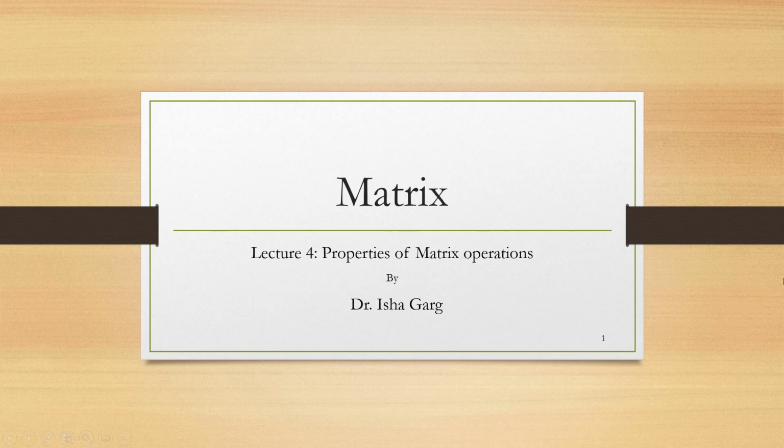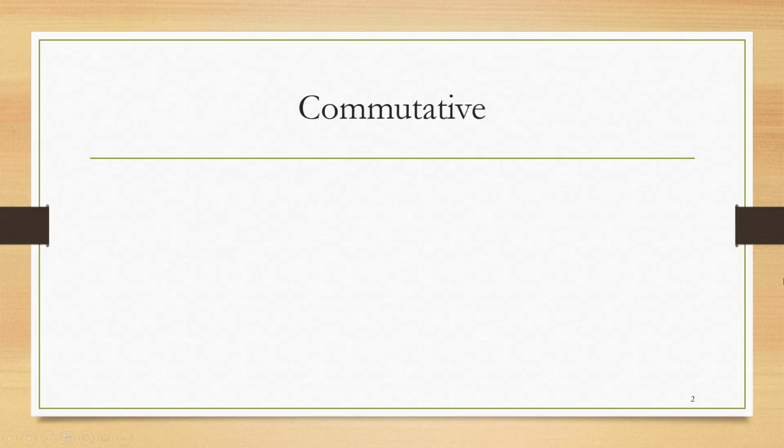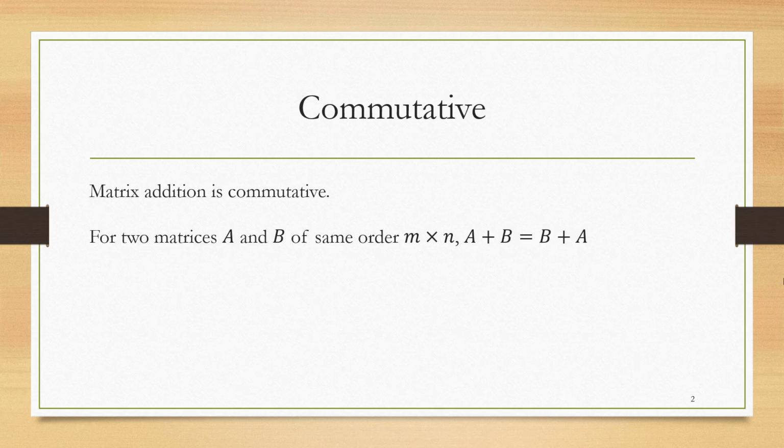So let's see. First property is commutative. Matrix addition is commutative. What we mean by commutative is, for two matrices A and B of the same order m by n, because we have to define addition, so we have to take the matrices of the same order, A plus B is always equal to B plus A.